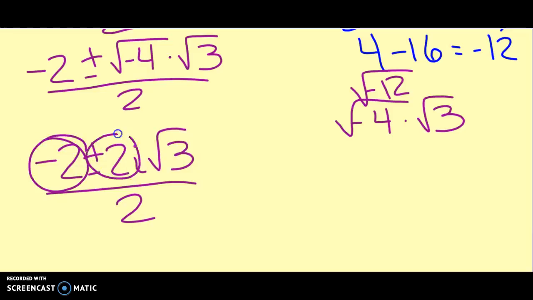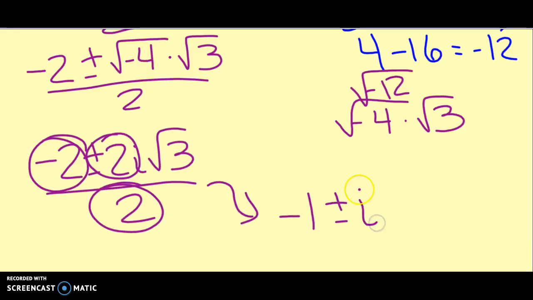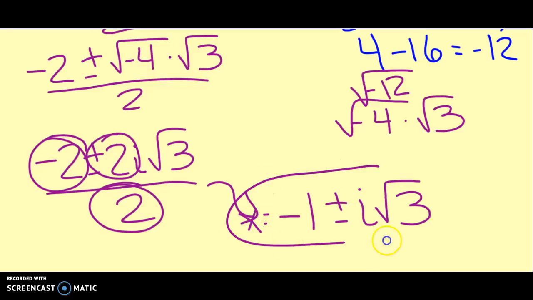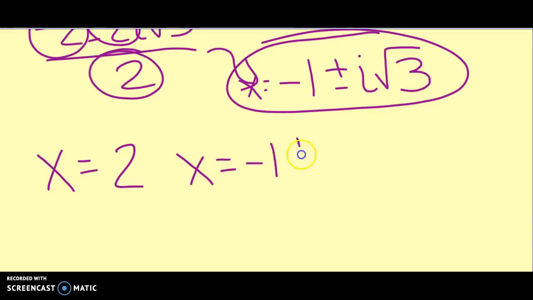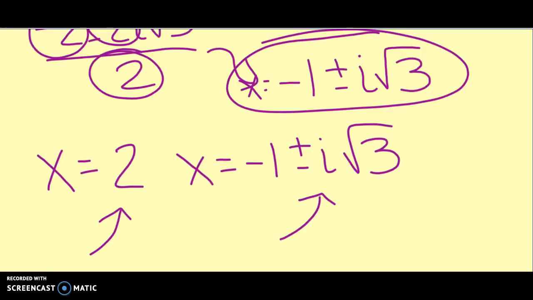All of these guys can be reduced. So we got to drop down here. We got negative 1 plus or minus i square root of 3, all of those divided by 2. All right, those are your other two roots right there. So to find all the roots, remember one of them was 2, and the other ones are negative 1 plus or minus i square root of 3. Remember, you got to have 3 roots. Here's 1, and here's 2 more, and they were imaginary.